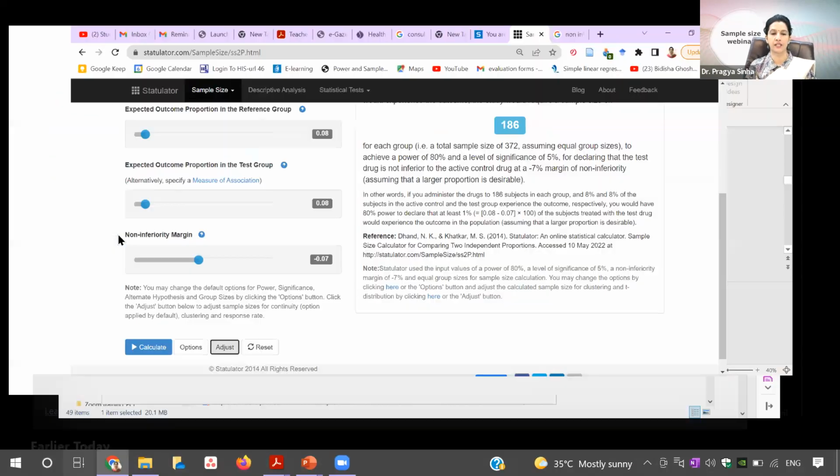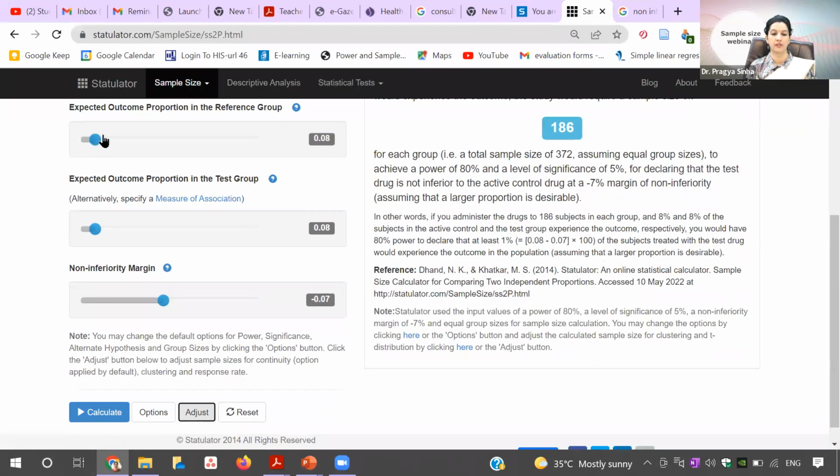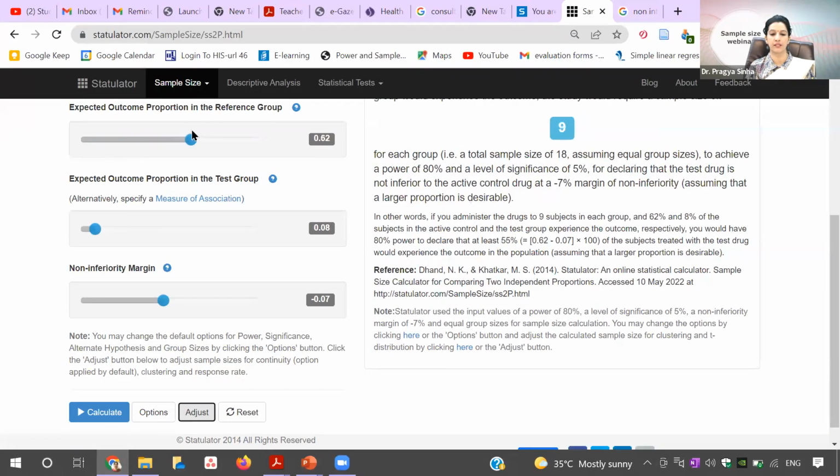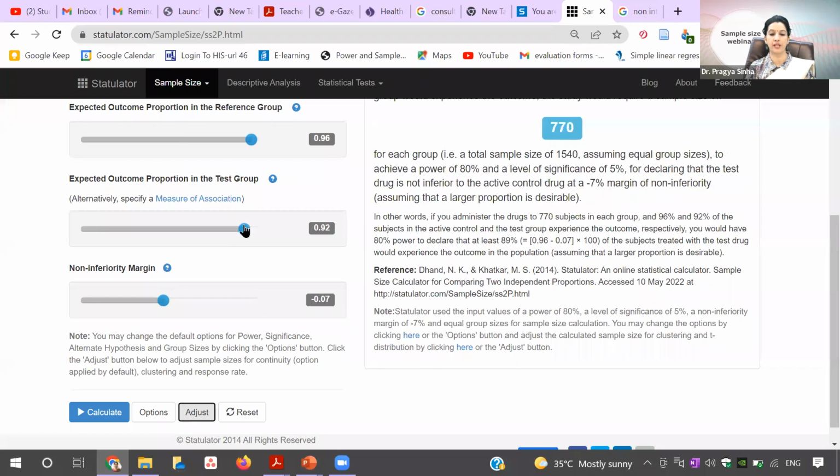Then I'll go to the statulator. 96% will be 0.96, so I will make this 0.96. This will also be 0.96 because they are both the same. So you can appreciate that in the mean also it was the same, there was no difference. And this is 10%. So 10% will be 0.01.